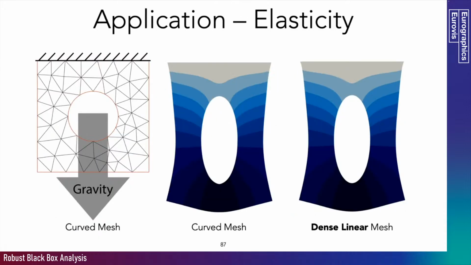This is an example of elasticity, and here we are comparing a coarse curved mesh against a dense linear mesh. And what you can see here is that they are indistinguishable in this scenario. They are almost the same. The big thing is the difference in timing. There are multiple orders of magnitude of difference between what we have to do for the one on the right and what we have to do for the one in the middle.